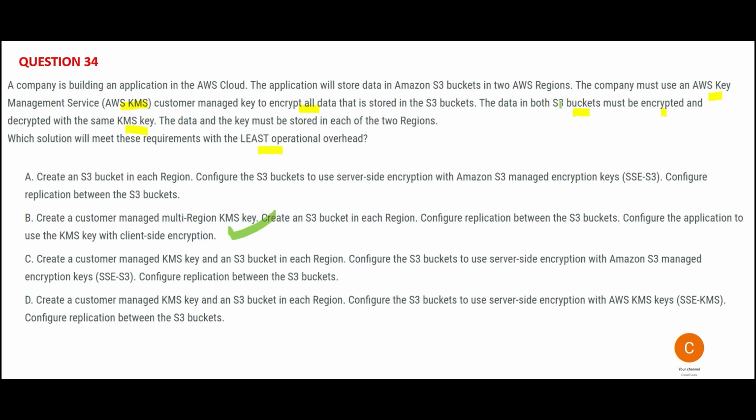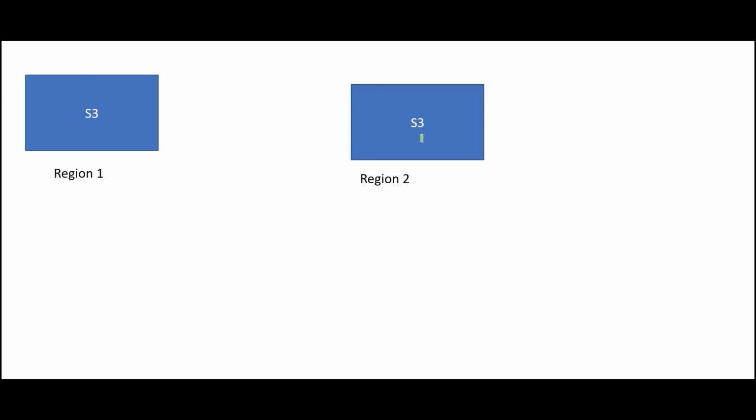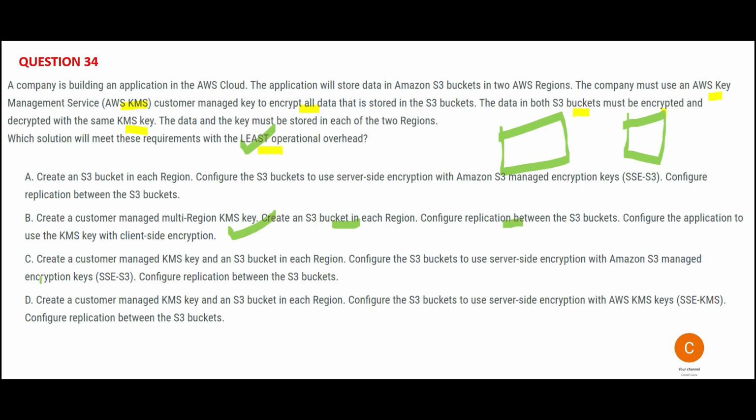Now in the exam, do I read other options? No, I don't. I do not waste my time. The moment I hit the key and I think that, okay, for this key in the question, this is the answer, I move forward. See, option B would be the least operational overhead as well. So what it will do is create an S3 bucket in each region and configure replication between the S3 buckets so that the two buckets can talk. This is one bucket in region 1, this is the other bucket in region 2, and both should talk to each other. And they are making use of the KMS key using client-side encryption, which is correct.